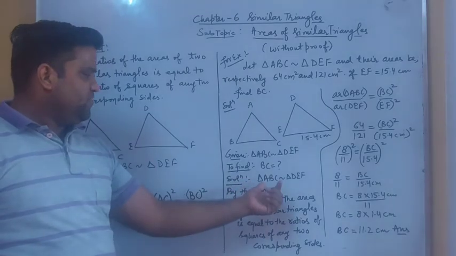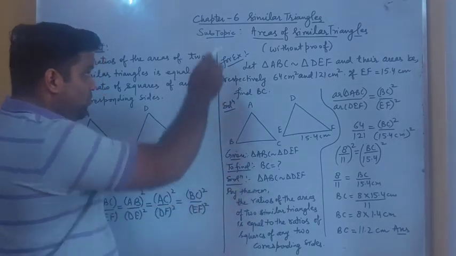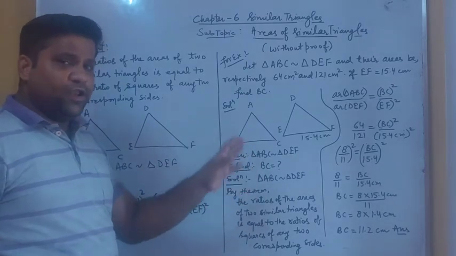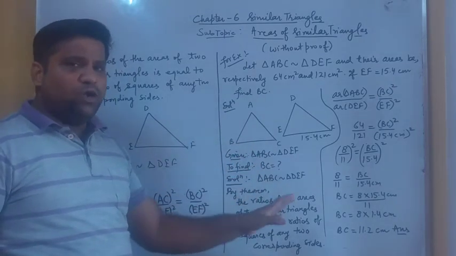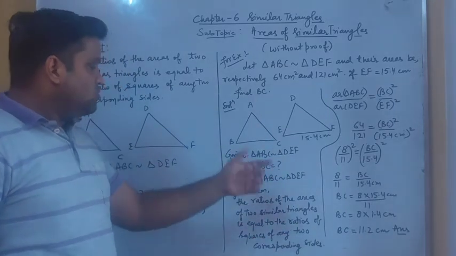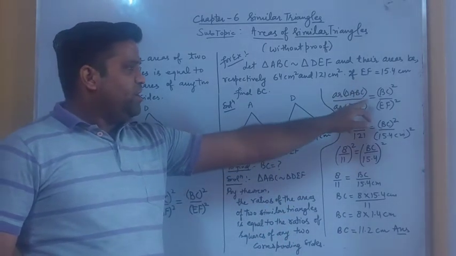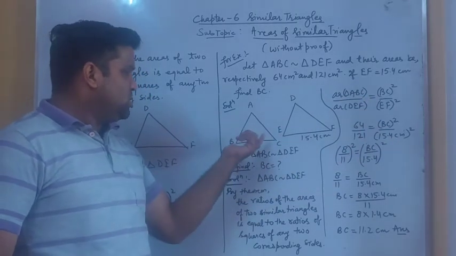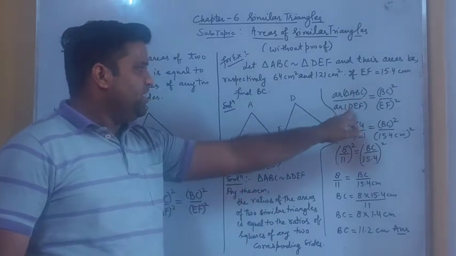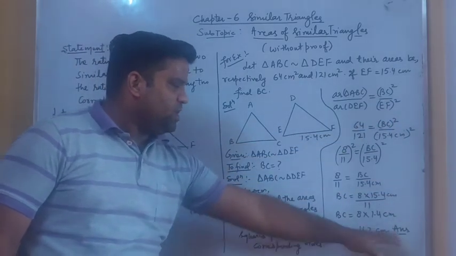So in the solution, as it is given that triangle ABC is similar to triangle DEF, by using the theorem of areas of similar triangles, we know that if two triangles are similar, the ratio of their areas is equal to the ratio of the squares of any two corresponding sides. So we write area of triangle ABC by area of triangle DEF equal to BC square by EF square. On putting values, we get the side BC equal to 11.2 cm.